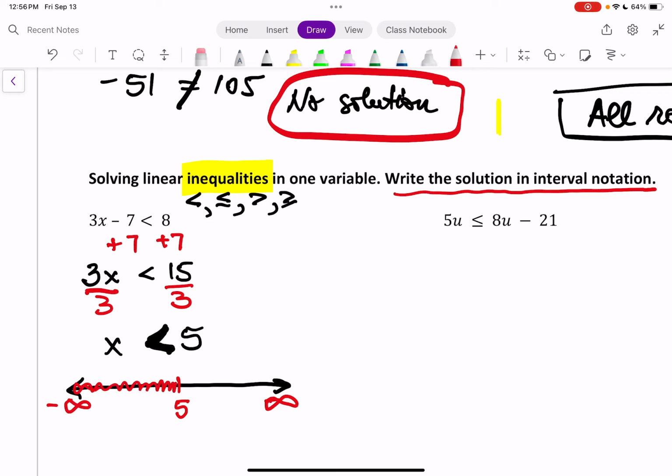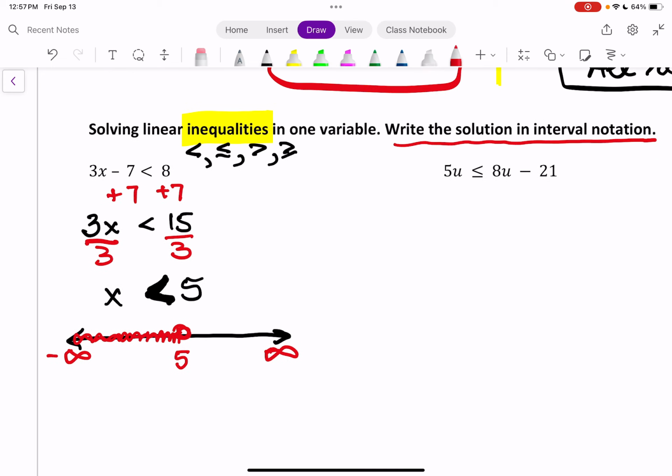So somewhere on the number line is 5. Remember, the number line stretches from negative infinity to positive infinity. And then there's one more thing to worry about. The actual boundary point is not included. So x cannot, in fact, equal 5. Okay, it's just strictly less than.